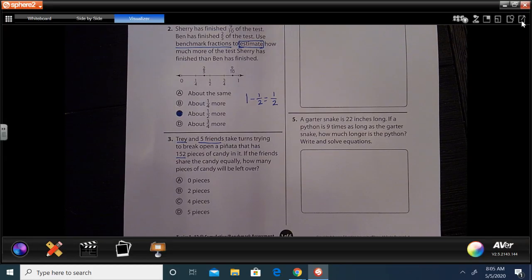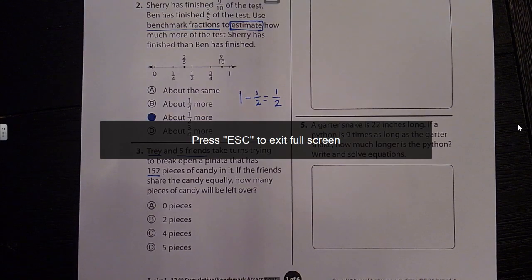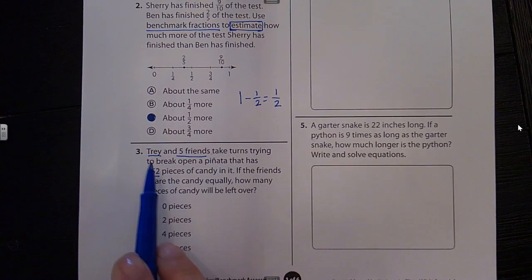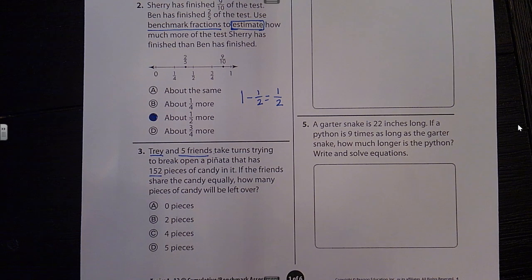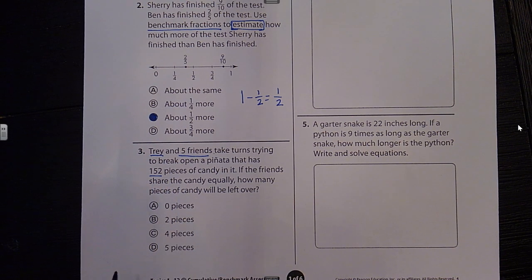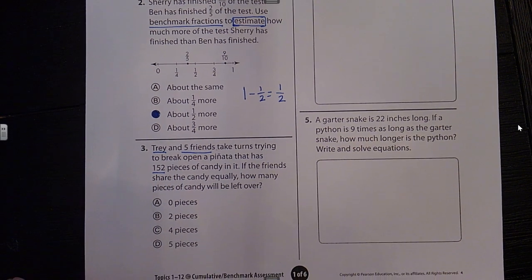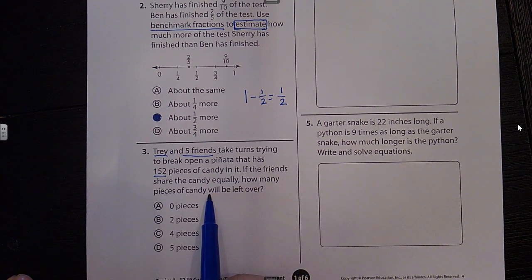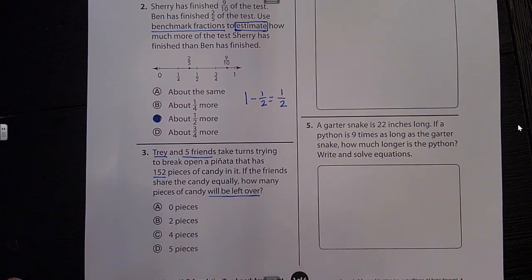Okay, well, hello. Today we are doing problems number 3 and 4. Number 3 says Trey and 5 friends take turns trying to break open a piñata that has 152 pieces of candy in it. If the friends share the candy equally, how many pieces of candy will be left over? So, we're looking for the remainder here.